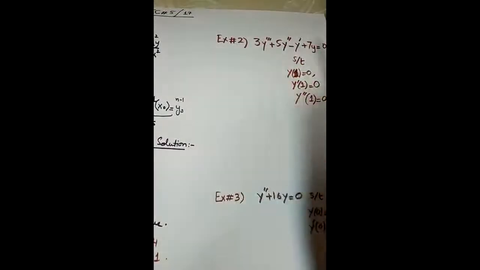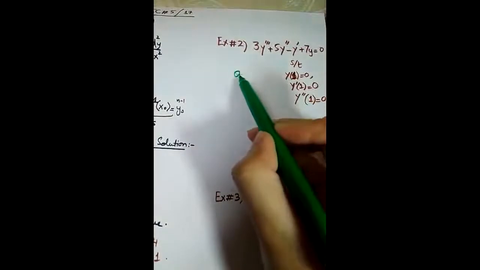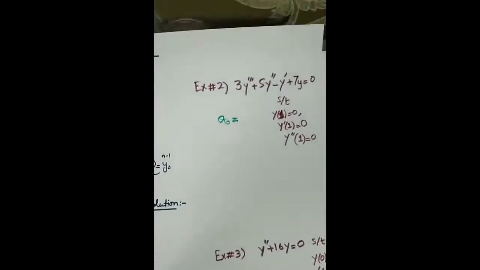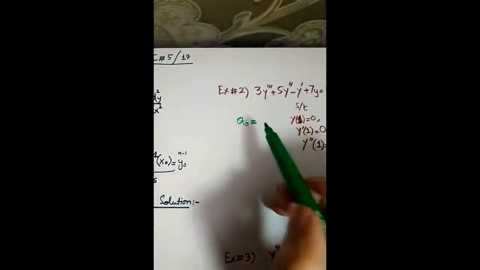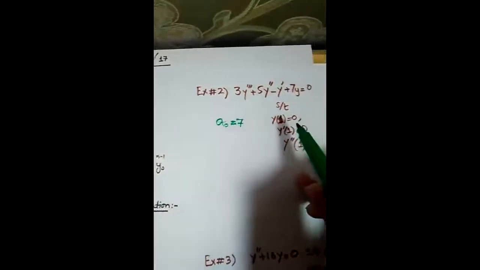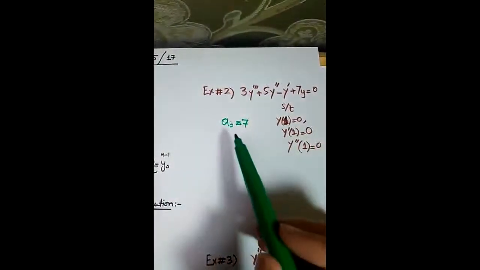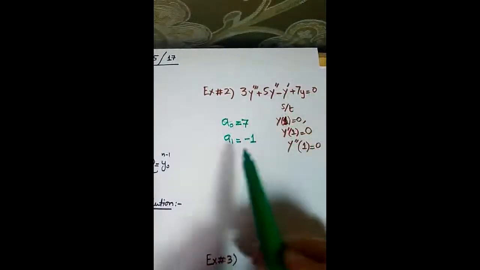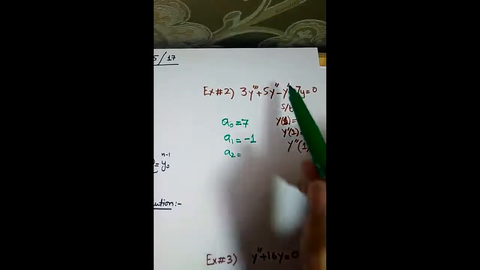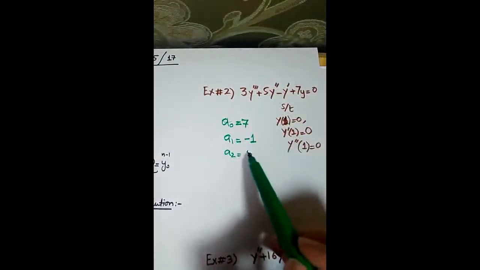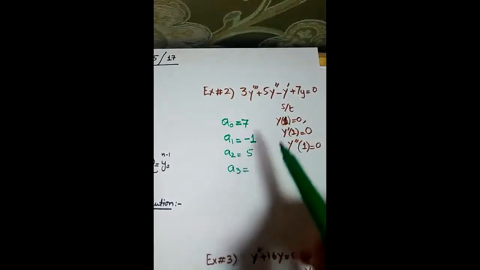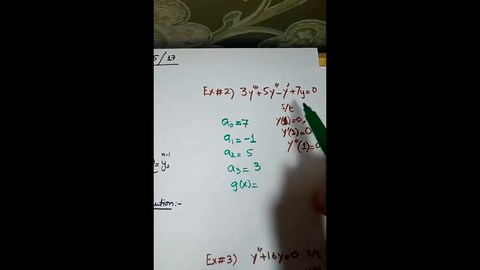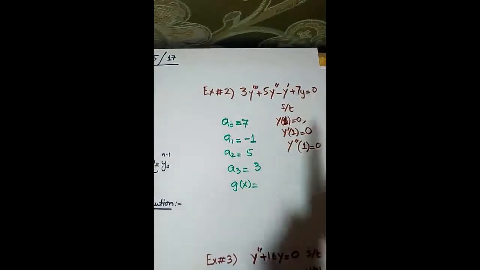So first of all, we start with a0. Let me arrange this. a0 equals 7, and a1 equals minus 1, the first derivative. a2 equals 5, the coefficient of the second order derivative, a3 equals 3, and g of x equals 0. Yes, it is 0.